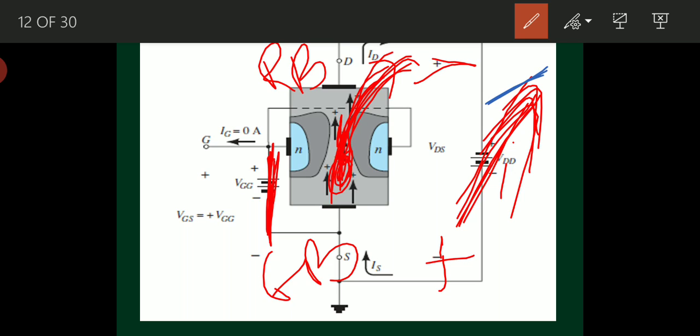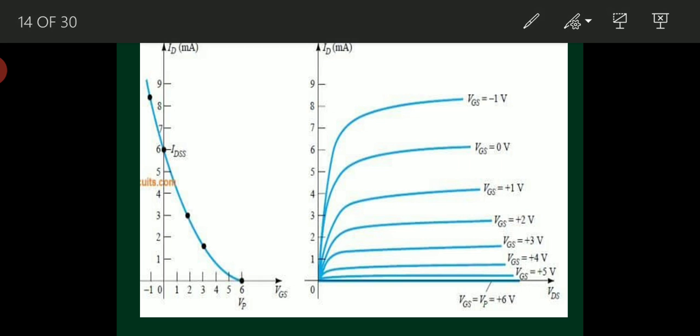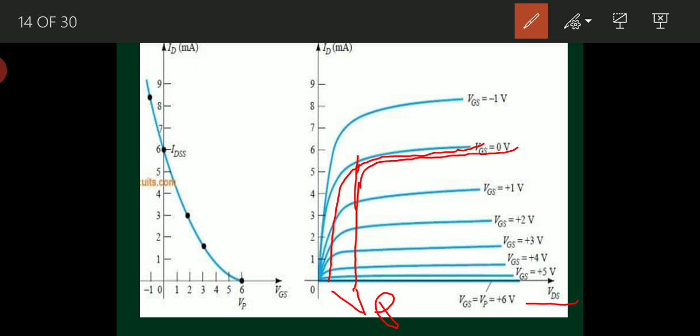So this is the graph for Vgs equal to 0. This is the graph for Vgs equal to 0 till pinch off voltage. This is pinch off voltage Vp. Till pinch off voltage, current is increasing. After pinch off voltage, even if I increase VDS, what will happen? Current becomes constant. So this is the graph when Vgs equal to 0 volts.